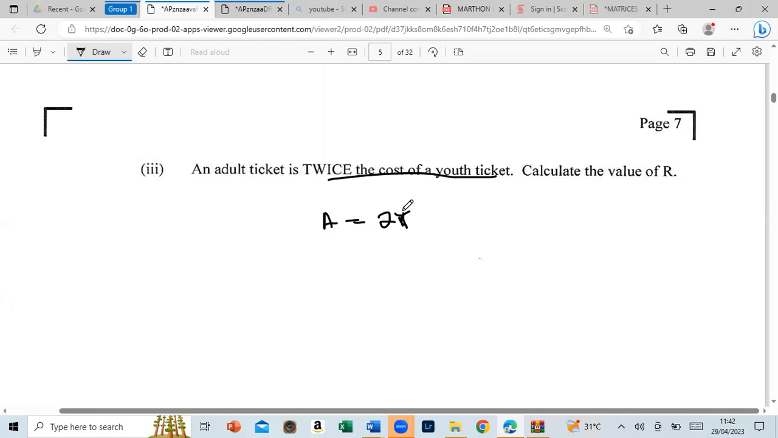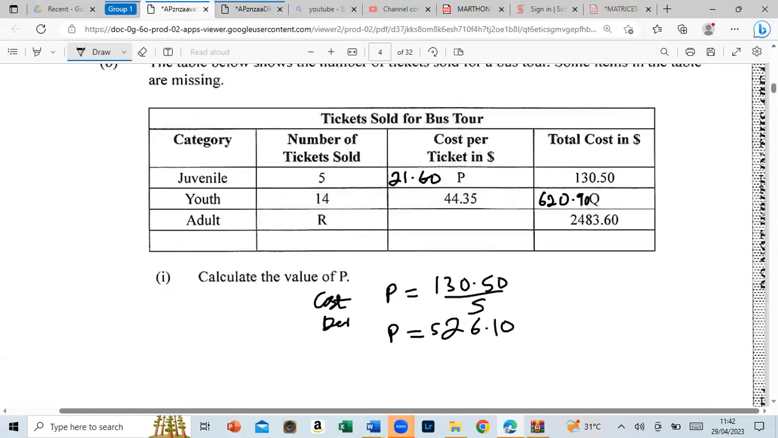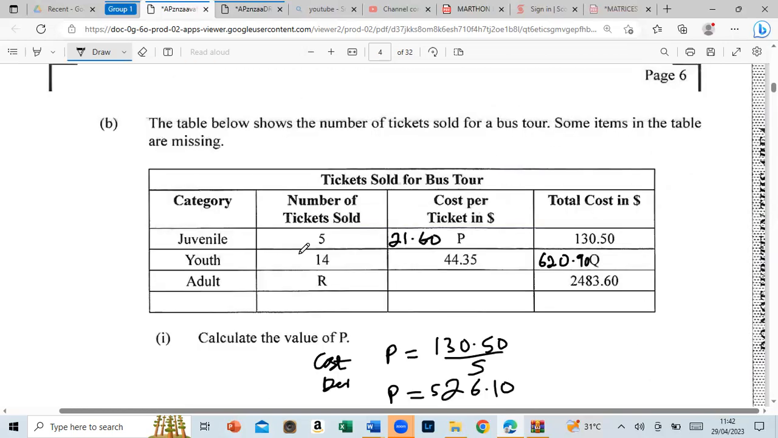All right, so A is equal to 2y. Bear that in mind. Go back up to the table and take off that information. Adult is 2 times the youth. So the cost of this is 44, and we're going to multiply 2 times 44 to get the cost for one of these.